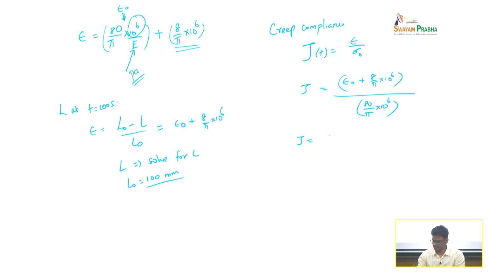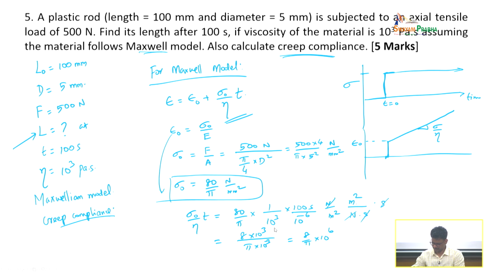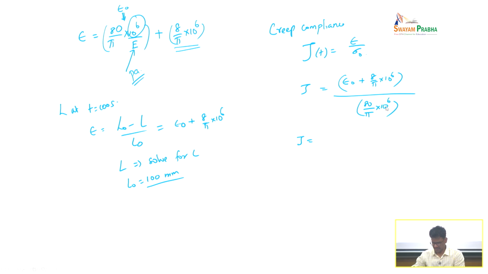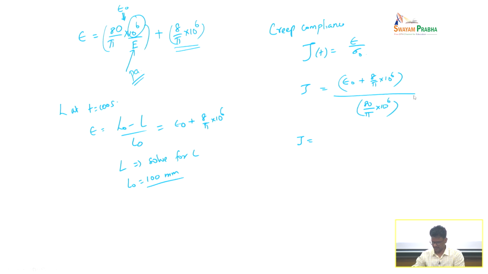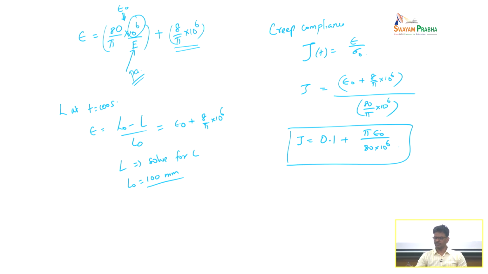So J is going to be, is it correct? Stress is 80 by pi Newton meter square. So this is going to be in Pascal, and so here we have, yeah, correct. So it's going to be 0.1 plus pi epsilon by 80 into 10 power 6. Okay, so this is your creep compliance. So once Young modulus is given, you can calculate epsilon naught and you can substitute and then get creep compliance.